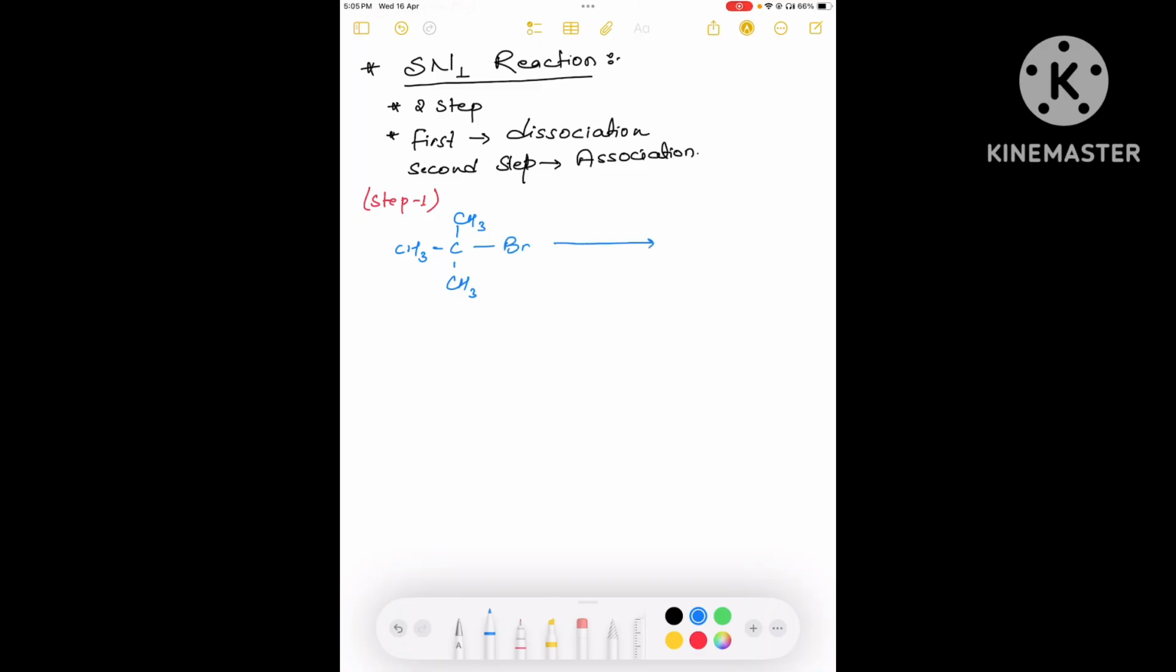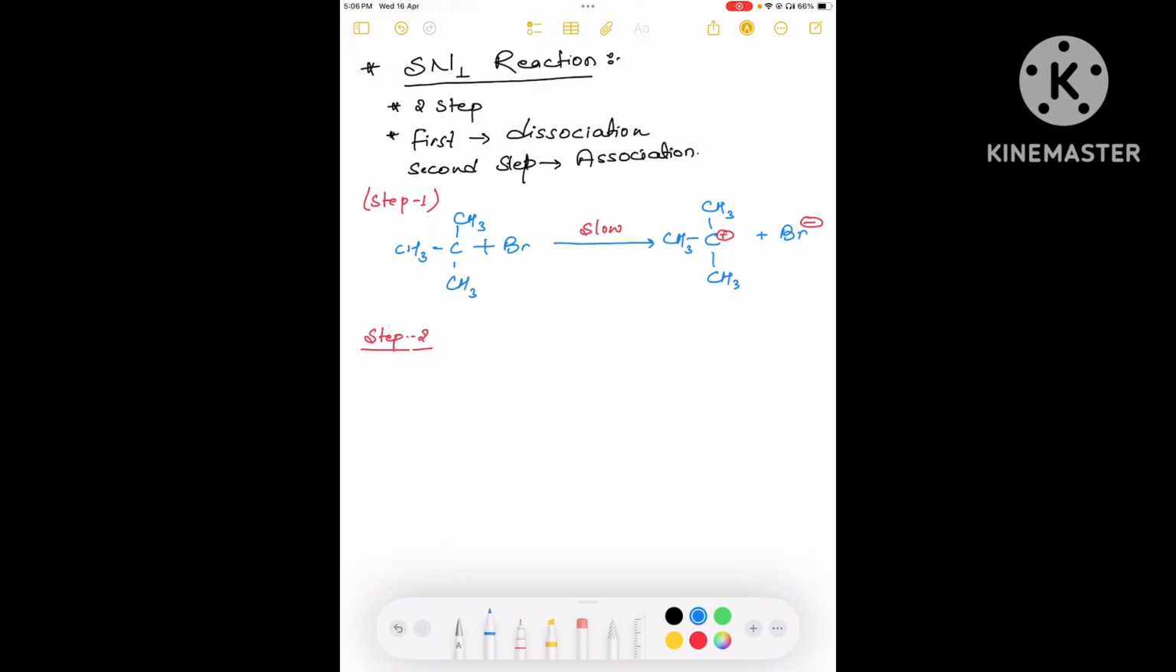And what will happen is in the first step, the bond will break, and it will form something like this: C having three CH3 groups attached to it, and the carbon will have a positive charge. And on the other side, there will be Br having a minus charge. So what we can observe is first there is dissociation, and in step two, this one is a slow reaction. The speed of reaction is comparatively slow.